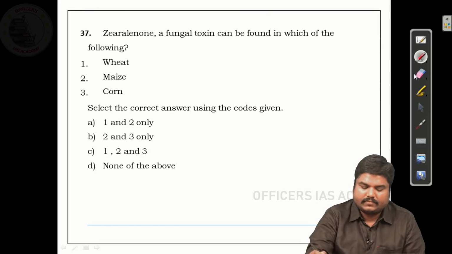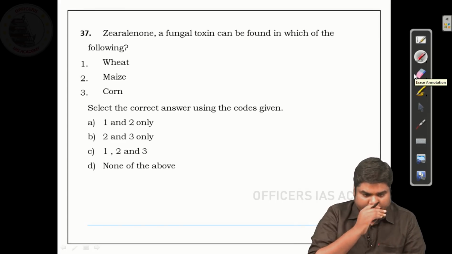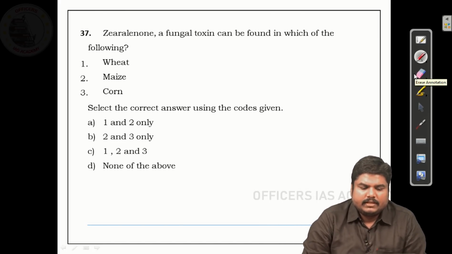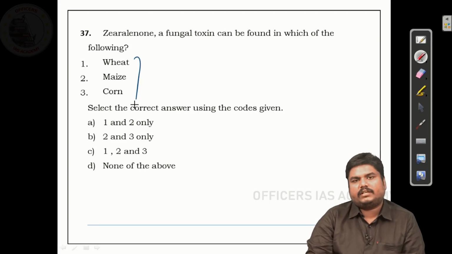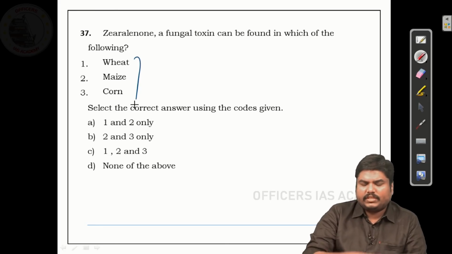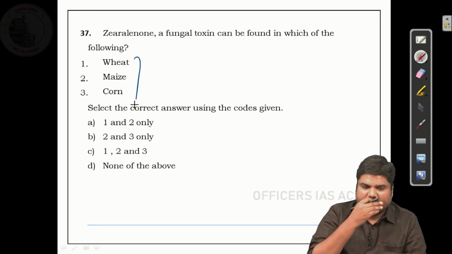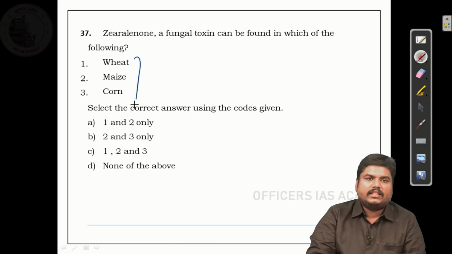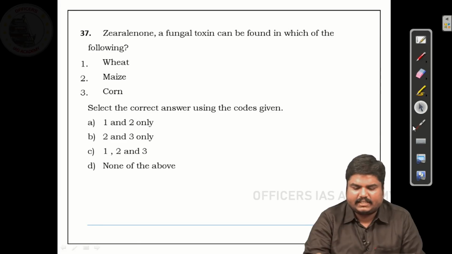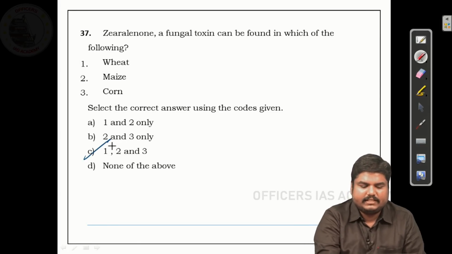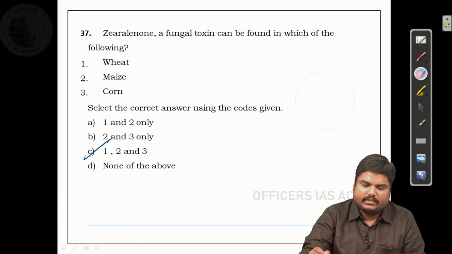37th question. Zearalenone, a fungal toxin, can be found in which of the following? It can be found in all. All the crops are vulnerable to this fungal attack. During the cropping stage also we can face this attack, and also when the crops are not dried fully, we can see this fungal attack. So answer is C, 1, 2 and 3.